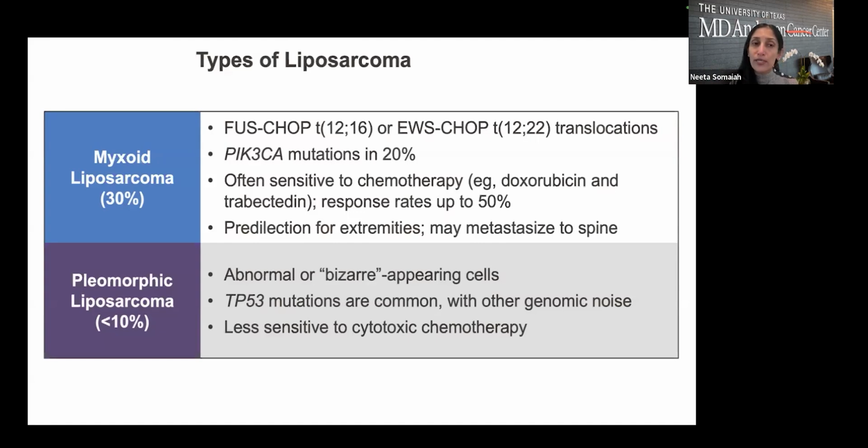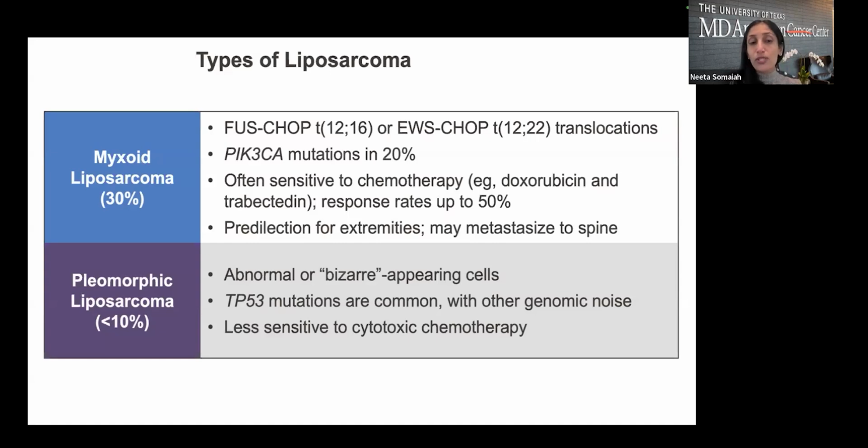What is important to remember is the difference in the way we approach these, because myxoid liposarcomas, among all the liposarcomas, are the ones that are very sensitive to chemotherapy. The response rates can be 50 to 80% with traditional chemotherapy, which is based on doxorubicin or trabectedin, and we'll talk about these agents a little later. And myxoid liposarcoma is normally found in the extremities, but it could spread to any other fat-bearing areas in the body, including the spine, the abdominal cavity, etc.